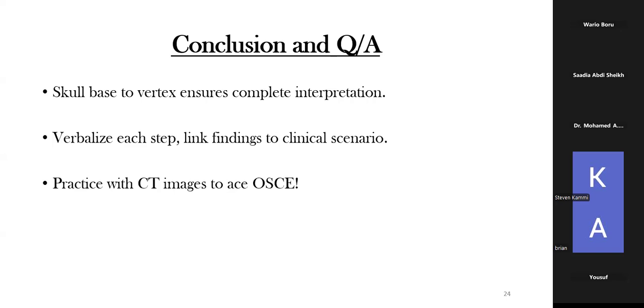But in a minute, you've already glanced, you've gone through it, you've looked at the details, you've gone skull base to vertex, from outside coming in. You've gone through each level and you're able to describe where the pathologies are. Then practice with CT images to ace your OSCEs, because this can be a station that you can get in one of the OSCEs in the investigation station.